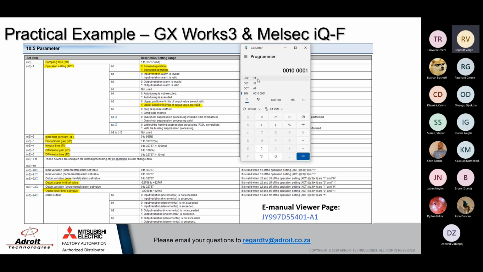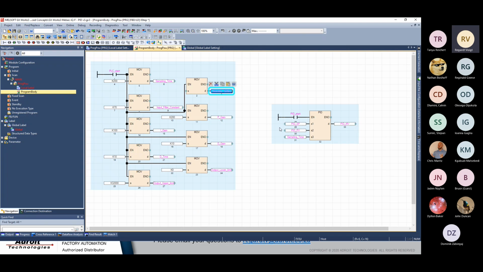So what do we have there? H21. So we will use the H21 value in our PLC program. We'll move the H21 into our operation setting. So H21. Right. So K for integers, H for hex. Hex is for binary bits that are mapped on words.